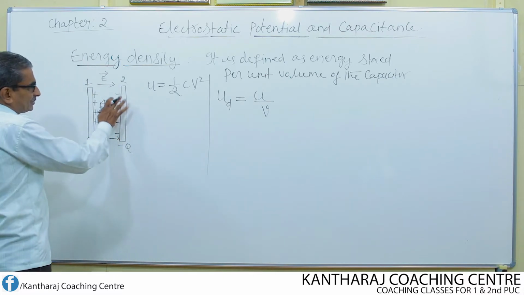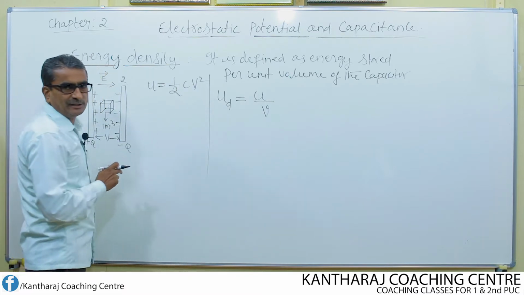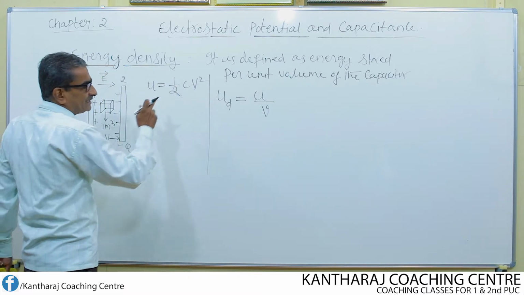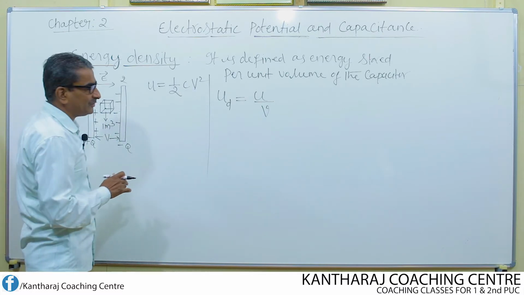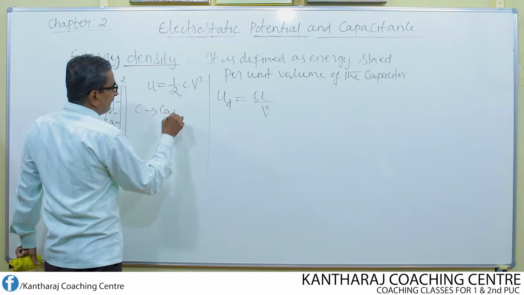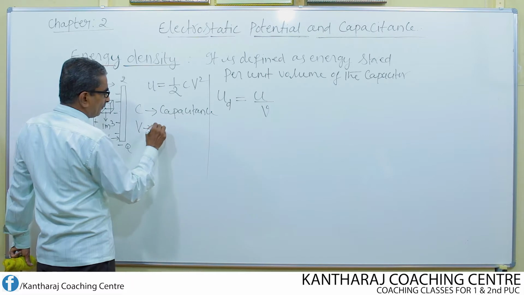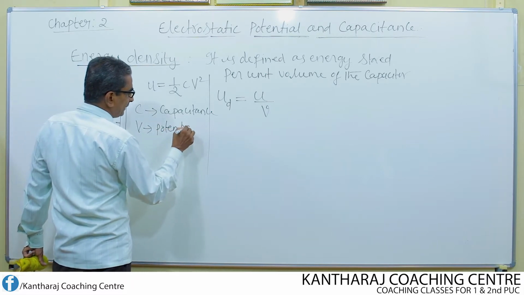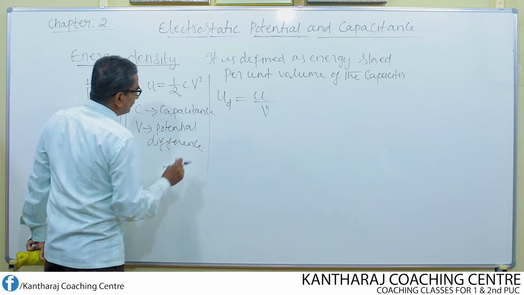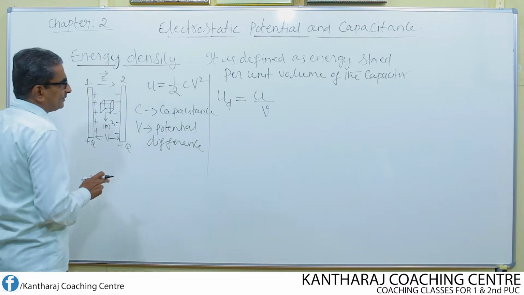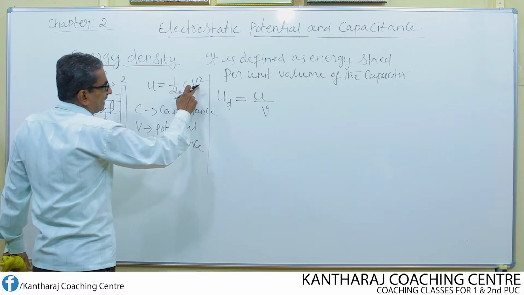So consider, as usual, a parallel plate capacitor whose total energy is given by half into C into V square, where C is the capacitance of the capacitor and V is the potential difference between the two plates of the capacitor. Now, I make the substitution to C as well as V.